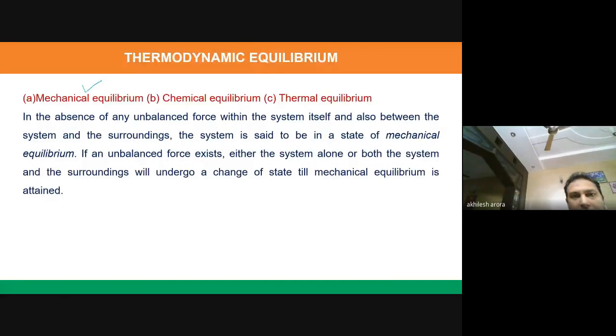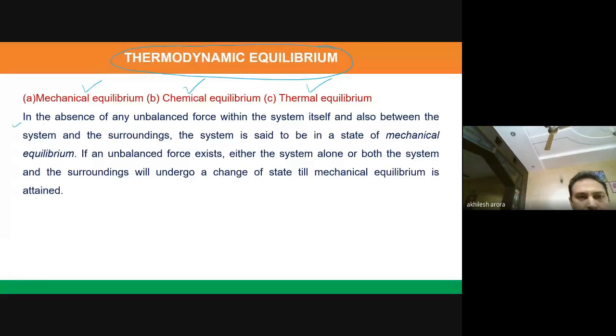There are three types of equilibrium. One is mechanical, second is chemical, and the third is thermal equilibrium. So, if a system is following all these three types of equilibrium, mechanical, chemical, and thermal, then we will say that the system is in thermodynamic equilibrium. Now, what is the meaning of these three individually? Let us discuss that.